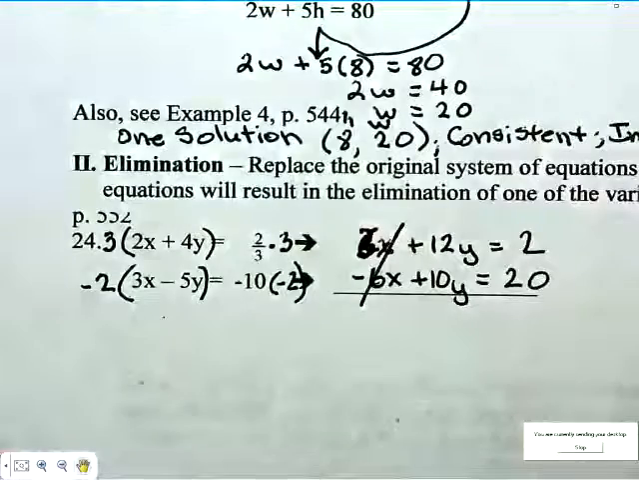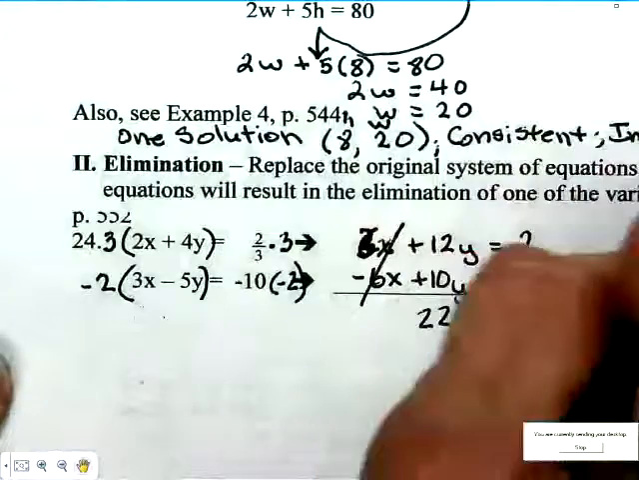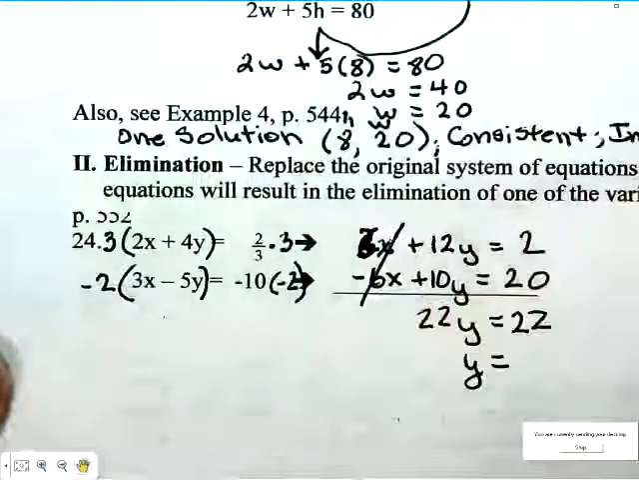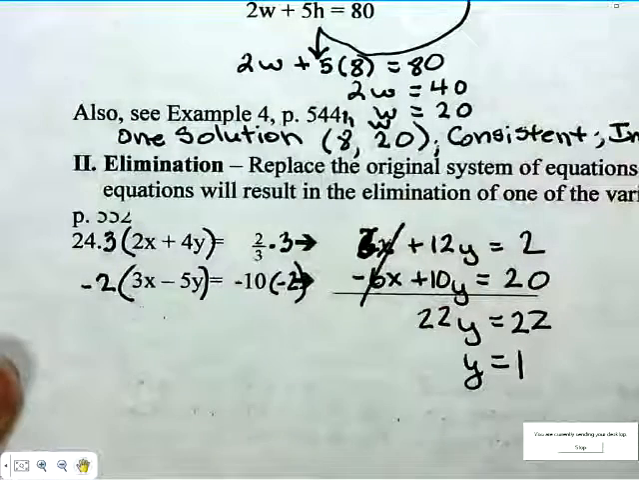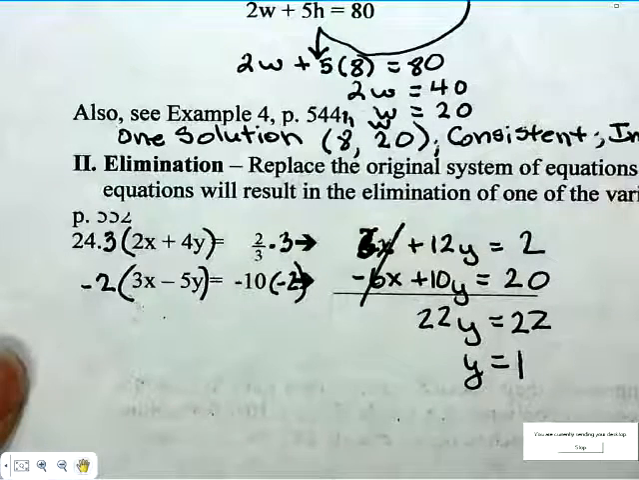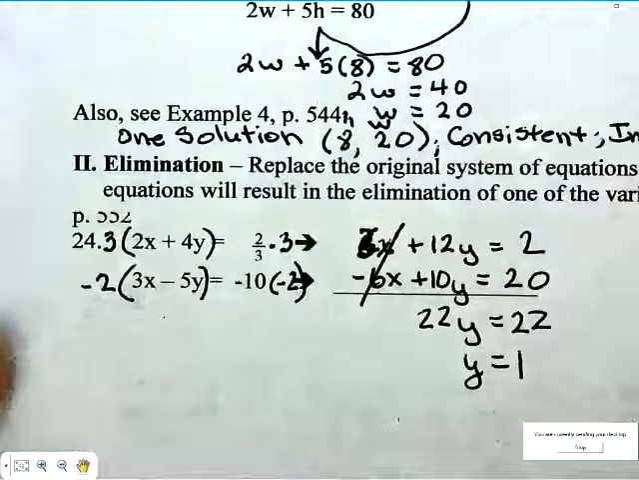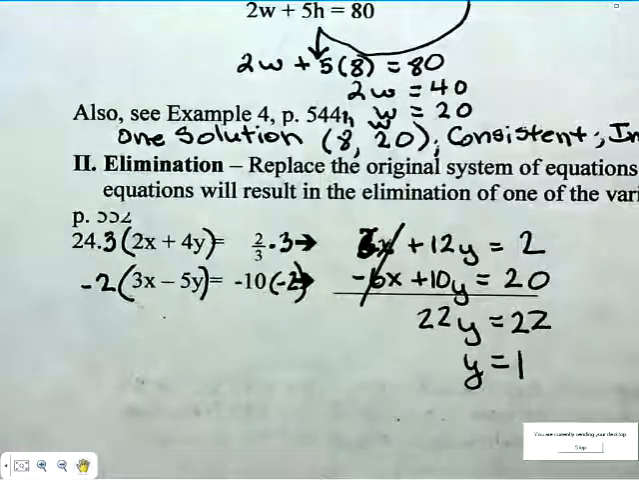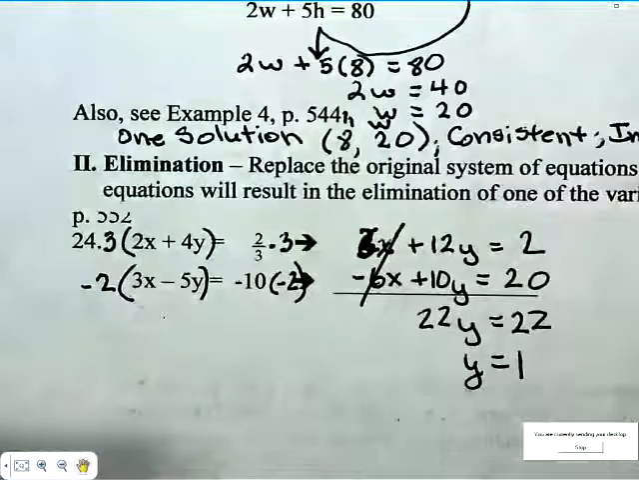My x's do cancel like I hoped they would. When I add those two equations together, I get 22y equals 22. Therefore, y must equal 1. Don't forget that that's only half your answer. That's the y value in your answer. But then you have to go back and get your x value. You can use either original equation. It doesn't matter. When you check your answer, it does matter that you check your answer in both equations. But when you're just trying to find the other half, it doesn't matter which equation you use.